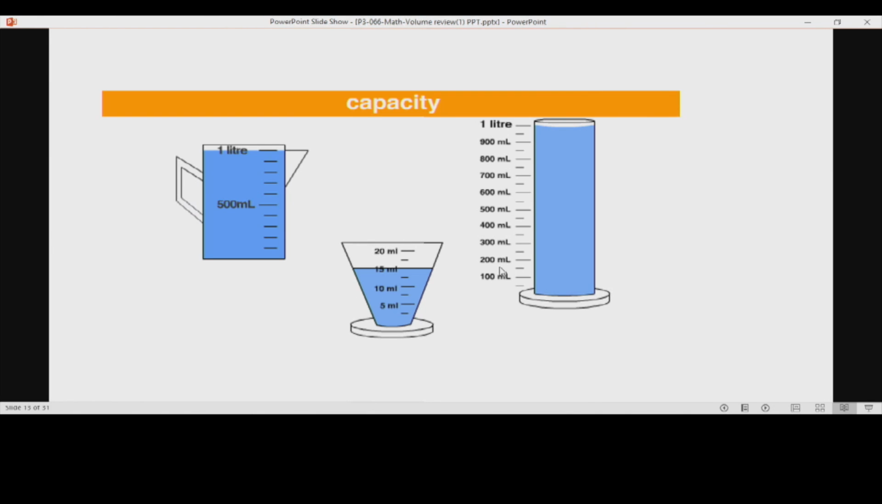Capacity. Where does capacity always come? At the top. So you can see here, these containers are full to capacity. This container, is it full to capacity? No, you can see the volume only goes up to 15 millilitres, but the capacity is 20 millilitres.